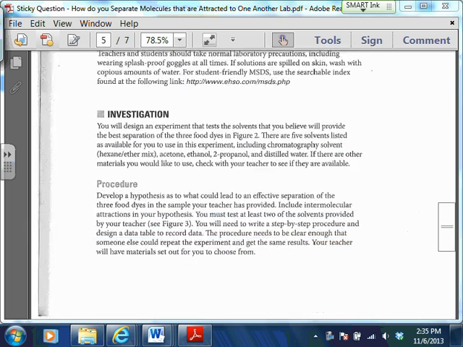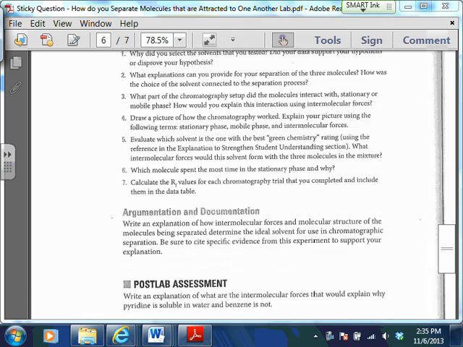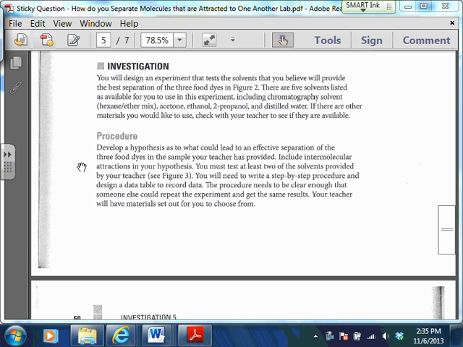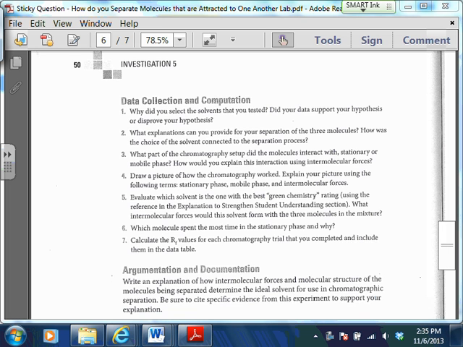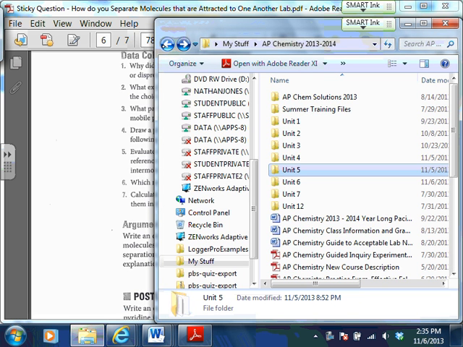So let's just talk about the post-lab here. Whoops, did I go too far? Oh, here they are. Okay, so after your procedure, there's a section here, data collection and computation, and then an argumentation and documentation section. So how to fit that into the mold that we have built for ourselves here. What's after procedure? I'm going to have to look. I want to make sure that we talk about the write-up here a little bit as well.